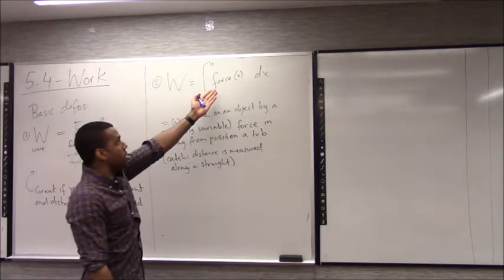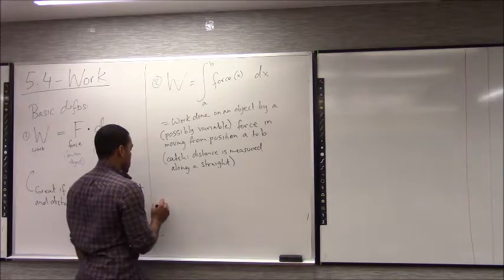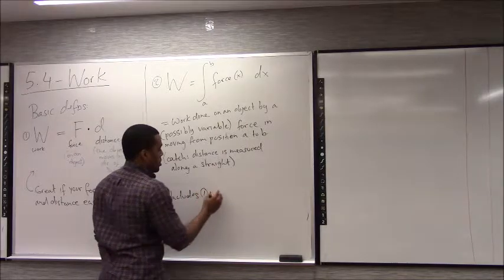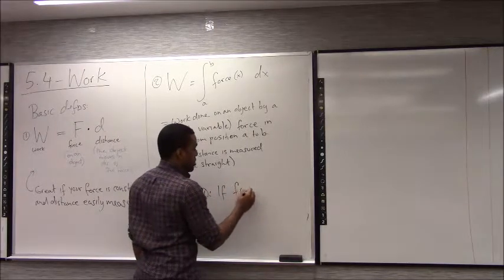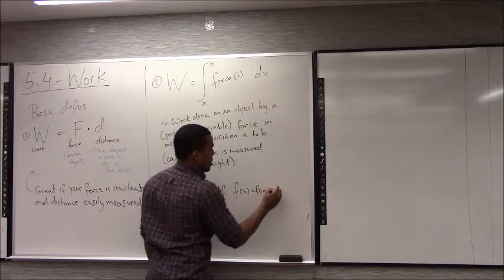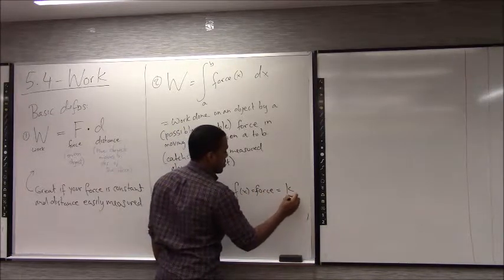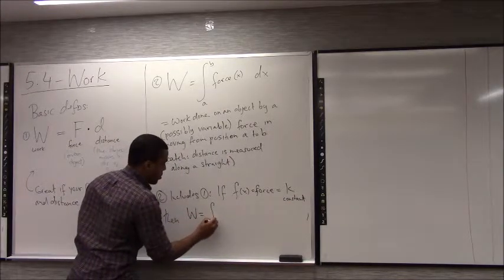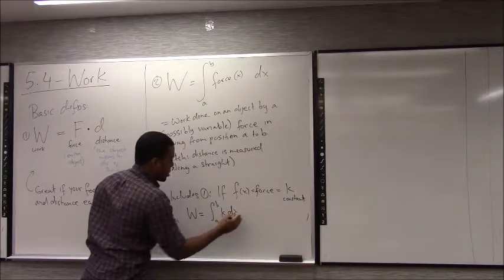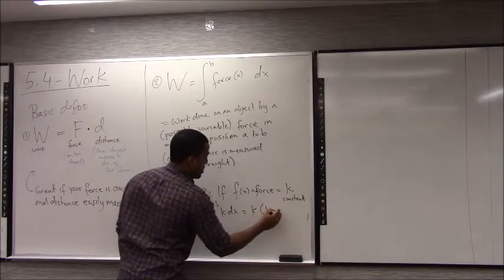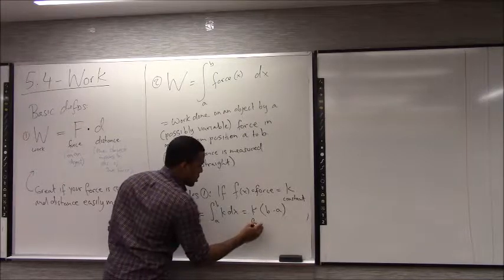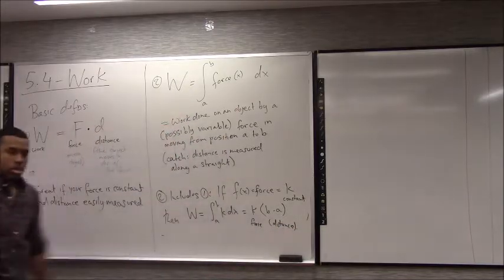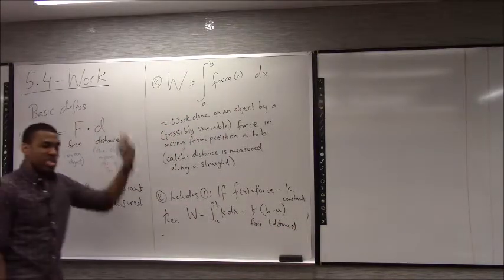If your force is constant, then 2 includes 1. If your f of x, which is your force, is, say, k, a constant, then work would be the integral from a to b of the constant dx, which is just going to be the constant times b minus a, which ends up being the force times the distance. So this is the far more general interpretation of work, and so we'll use this pretty much all the time.